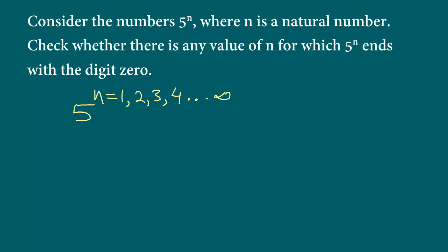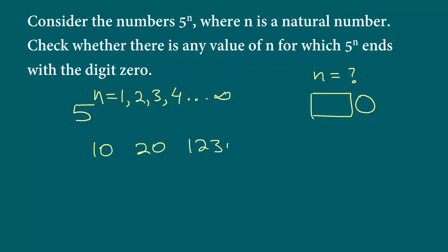And the question is, can we have a value of n for which our number will basically be a whole bunch of digits and the number 0 at the end? Is there a value of n for which our number can look like this? So now, what kind of numbers have values that end with 0? Let's take a look. So maybe the number 10, or say 20, or say 1, 2, 3, 0. I'm randomly writing some numbers, right?